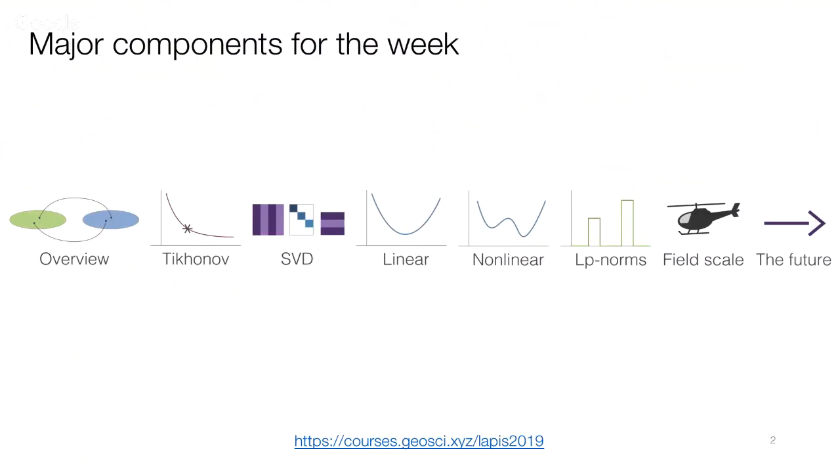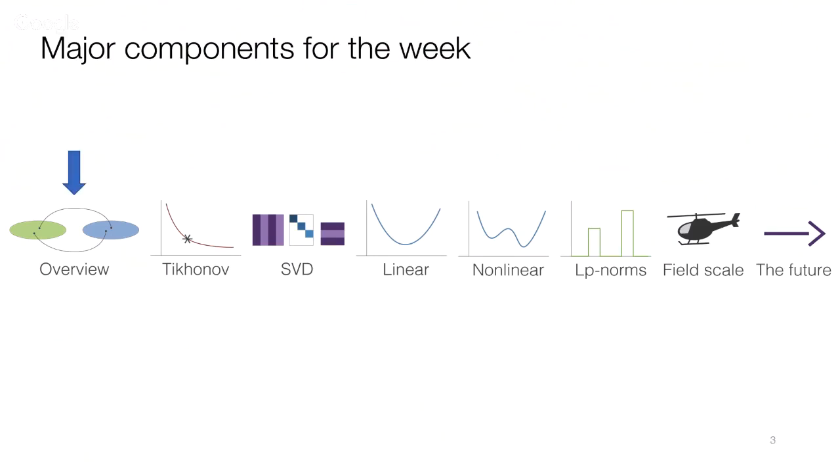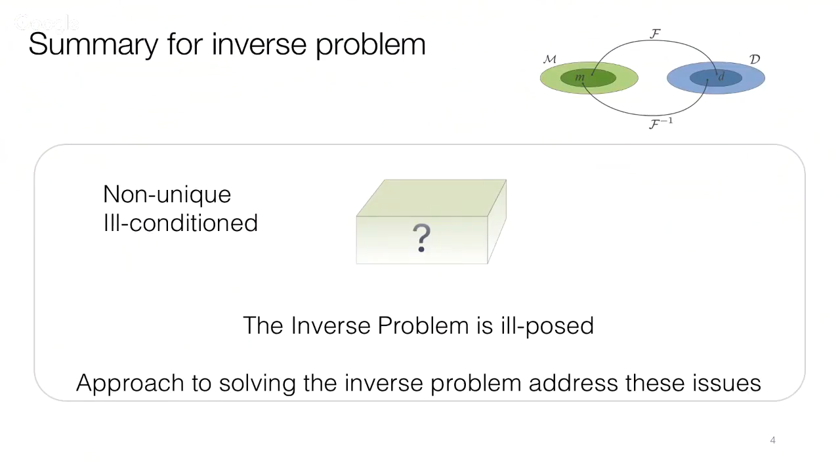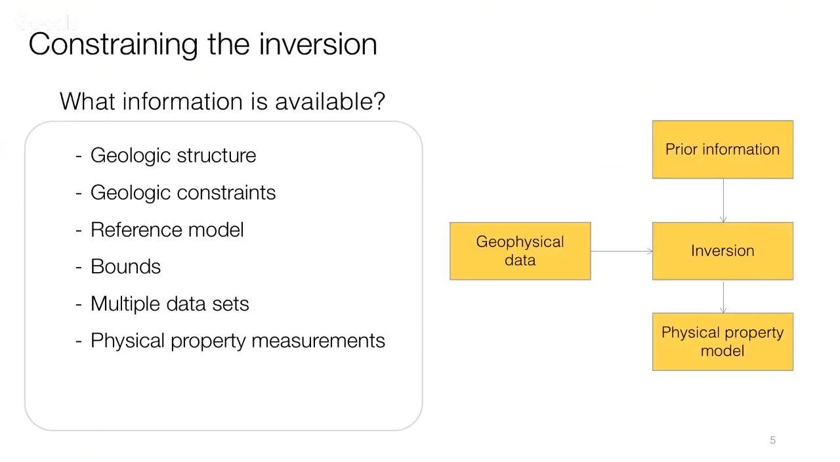So you've seen this. Here's our flow. This is where we started this morning. We wanted to do an overview, T-graph, SVD, linear, nonlinear, LP norms, field scale, and the future. I just want to run through one slide for each of these, just to remember where we were. So that first part, our overview, we're just really trying to set the scene about mapping, jargon, non-uniqueness, and we concluded that the inverse problem is ill-posed. That meant that we needed to add information.